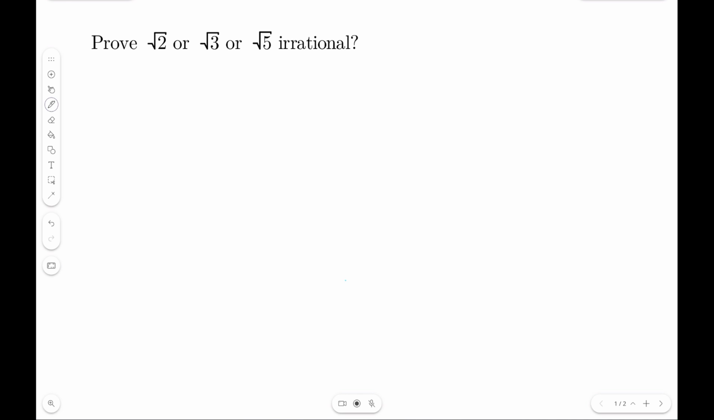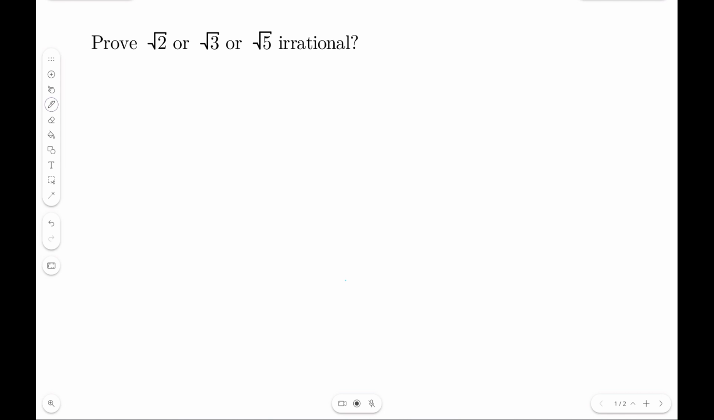Welcome back. In this video, we shall see a very important question which has been regularly asked in CBSE Class 10 board exams. They would ask either prove root 2 as irrational, or root 3 as irrational, or root 5 or root 7 as irrational.